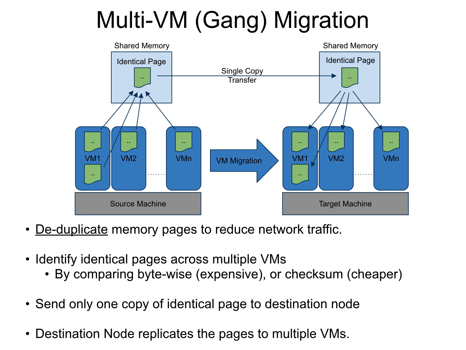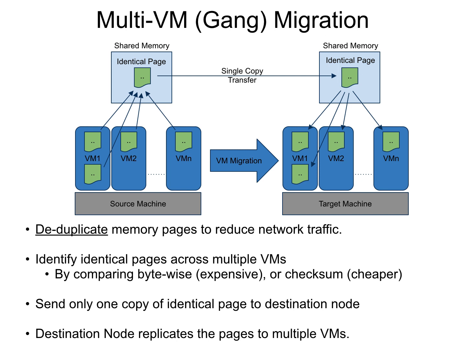So this is called gang migration or multiple VM migration, and the process of identifying pages that have identical content is called deduplication. Deduplication is also used extensively in storage systems where you want to reduce the size of the files stored in your disk or storage system. You can deduplicate the files. So deduplication is expensive.